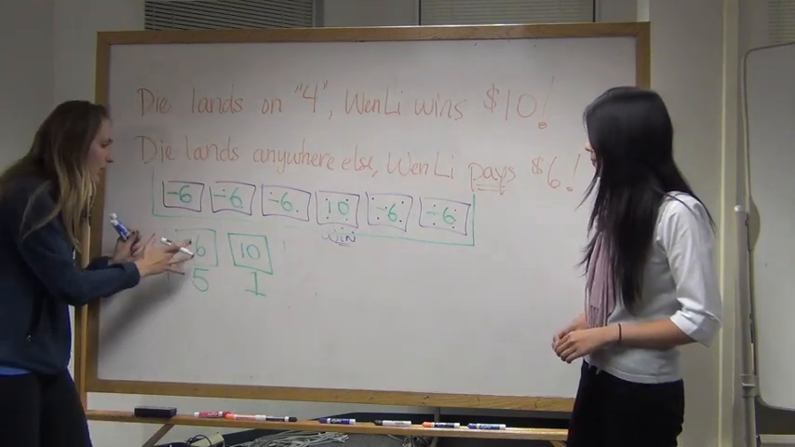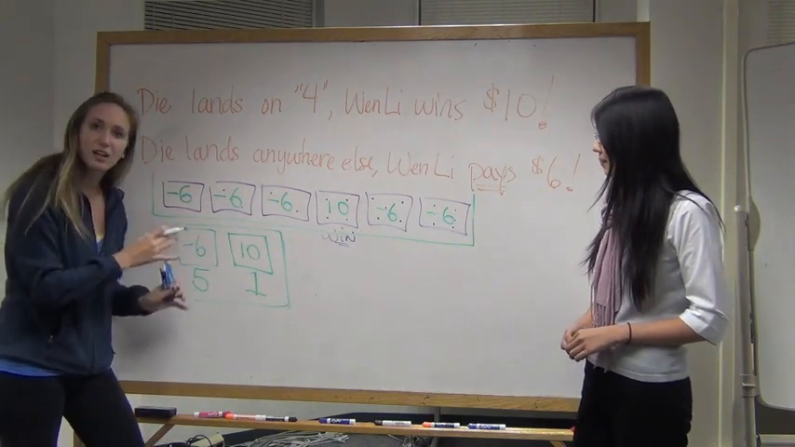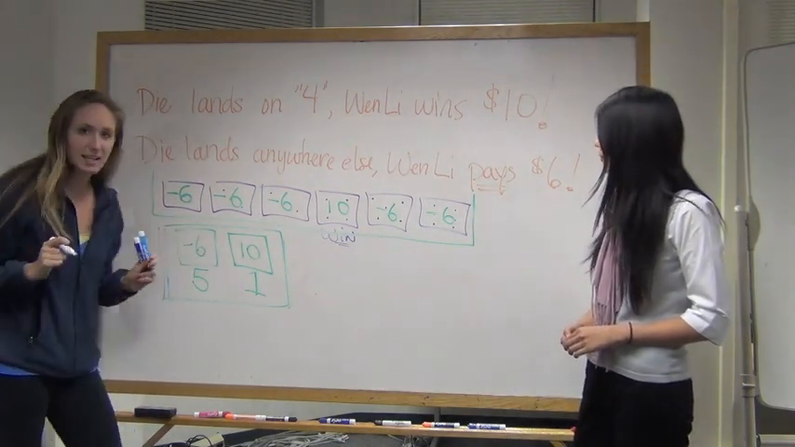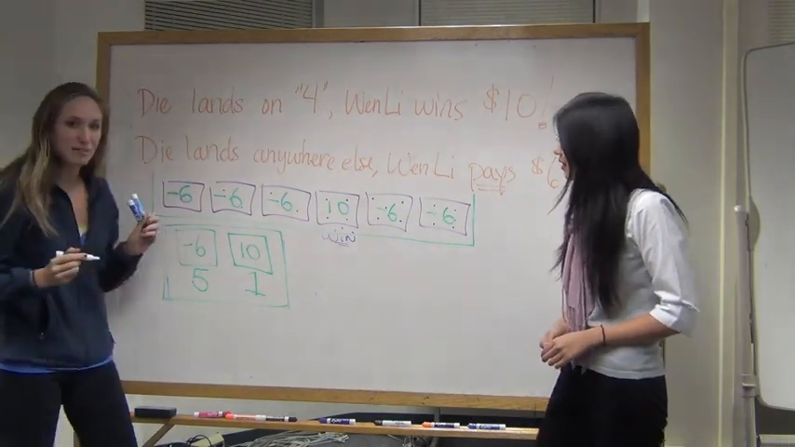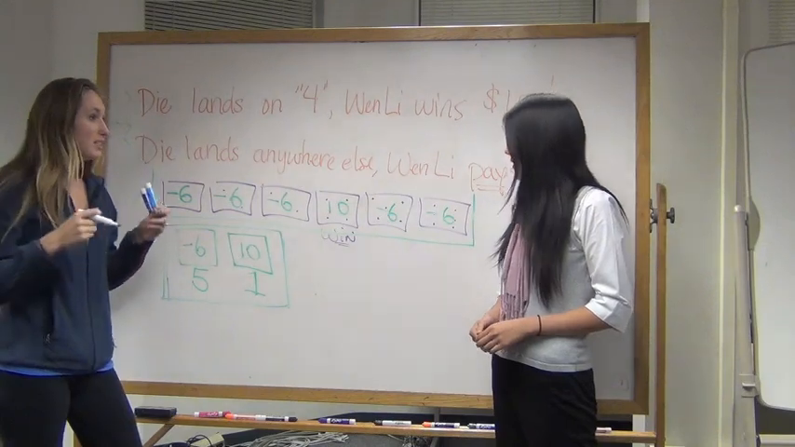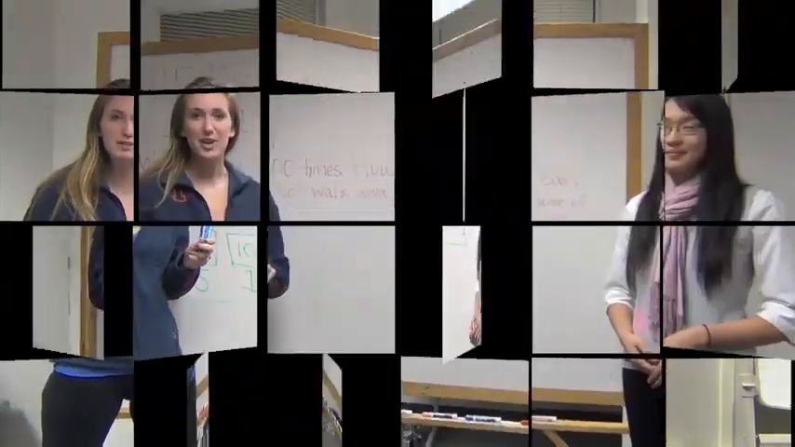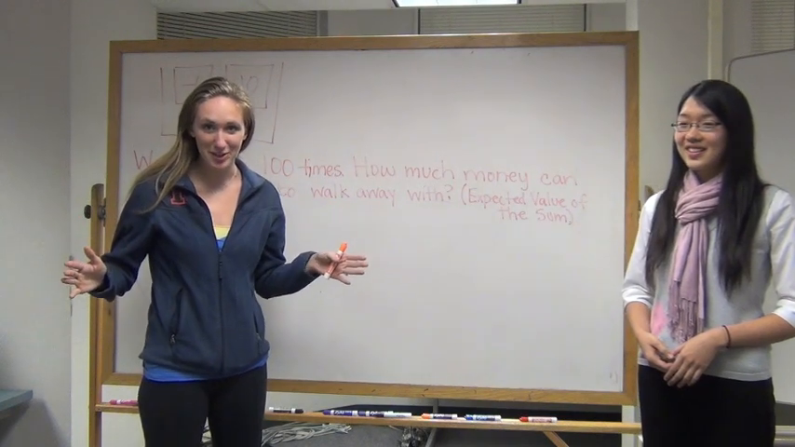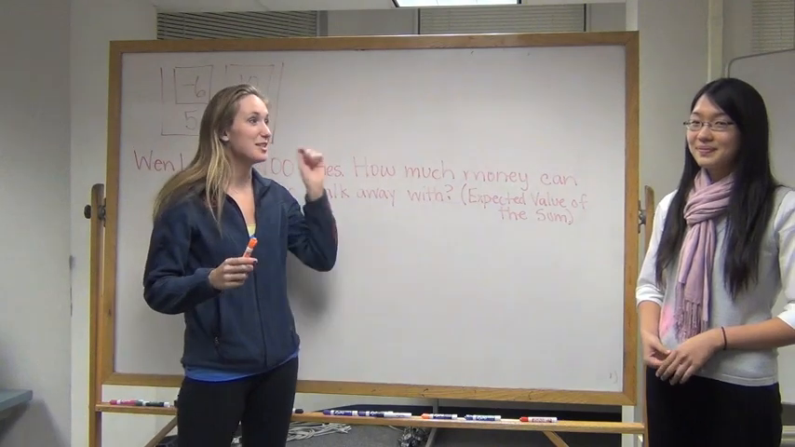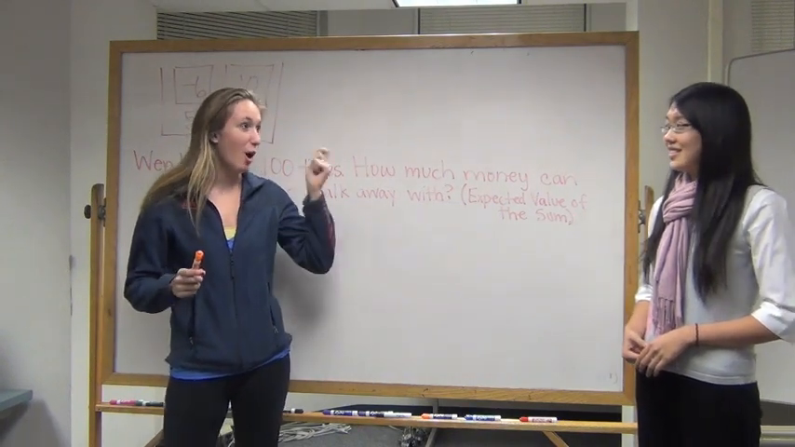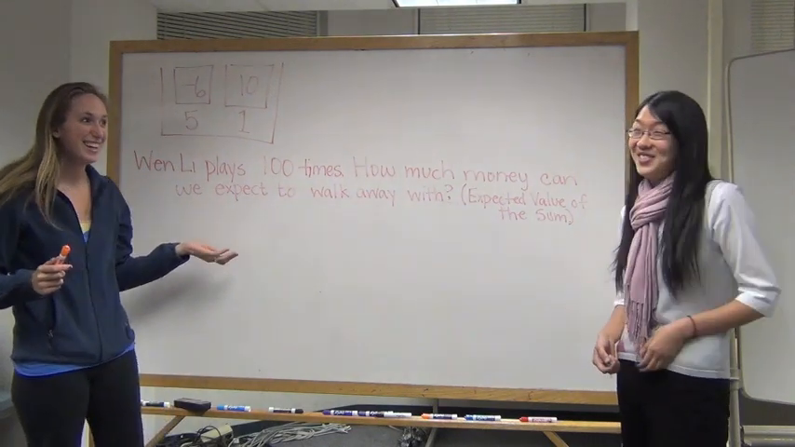I've simulated it. Here is the box model representing the likelihood of rolling that die and having it land on four, given these stakes by that shady Vegas man. So let's enter into some problems and try to calculate how much money we can expect to walk away with. Here we are on the shady streets of Las Vegas. I've created this box model, and Wenli has agreed to play this dice game 100 times. I got a gambling addiction. I just gotta play 100 times.